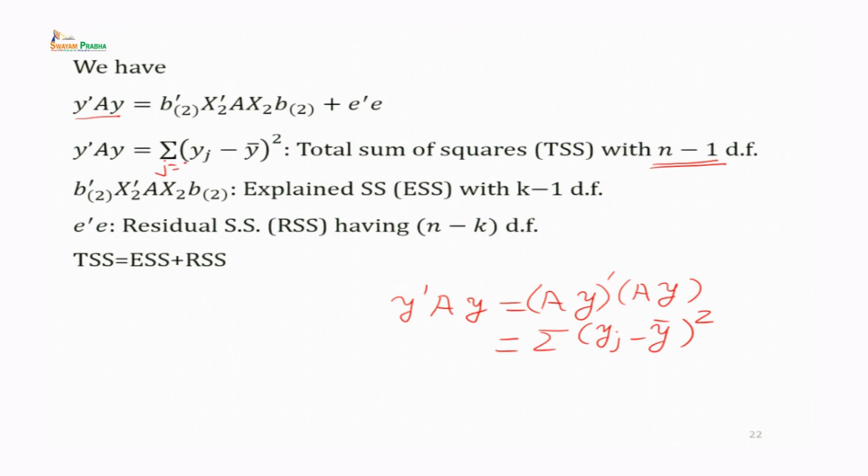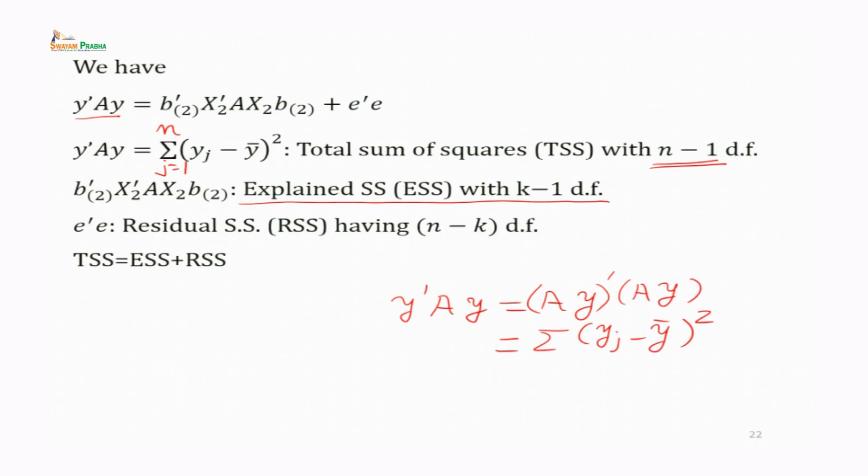Actually, j varies from 1 to n. So, you have n elements in this sum of square, but there is one restriction: summation of y_j minus y bar equals 0. So, the degree of freedom is n minus 1. Then this quantity, B2 transpose X2 transpose A X2 B2, is called the explained sum of square, and it has k minus 1 degrees of freedom.